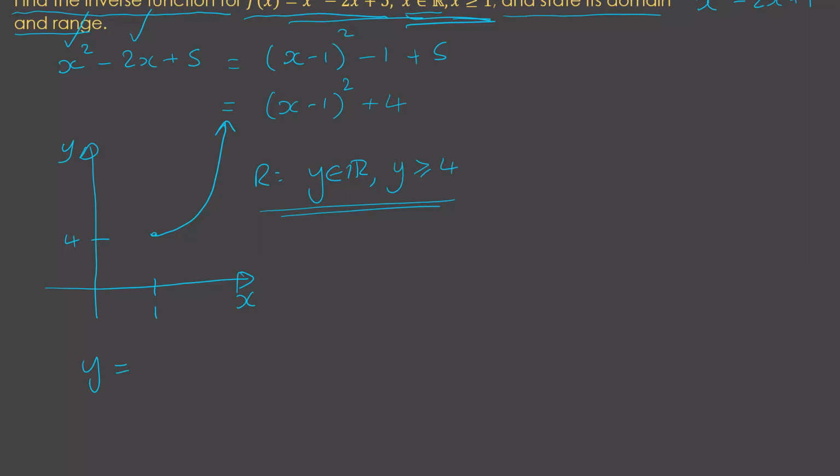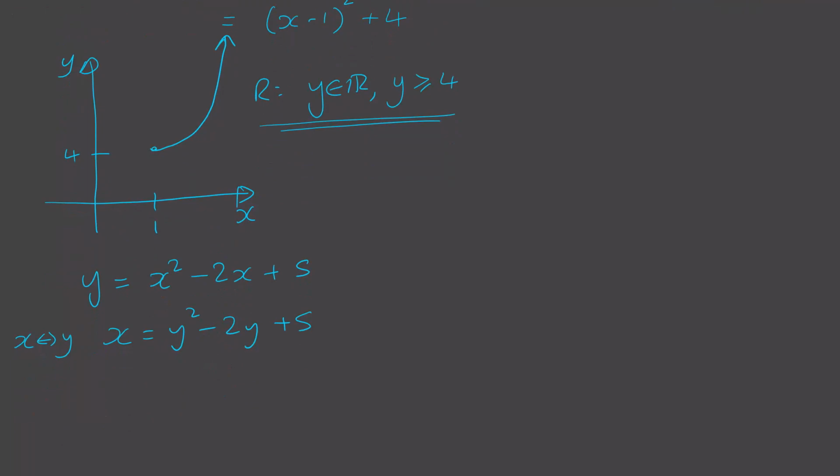So I'm going to say y is x squared minus 2x plus 5. Let's interchange x and y. So I get x is equal to y squared minus 2y plus 5. And we need to solve this for y. So y squared minus 2y plus 5 minus x is equal to 0.